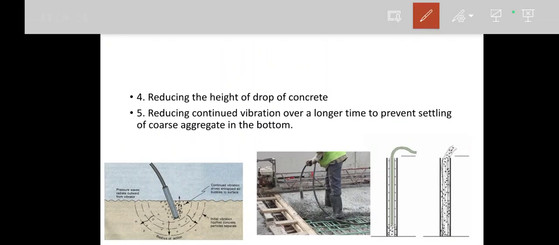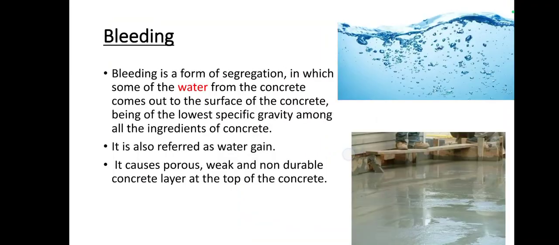So here you can see, if you just drop from a height, or due to the placement of the reinforcement, it will disturb the concrete homogeneity, and coarse aggregate may sometimes get stuck, or coarse aggregate will fall first. Those issues will happen. And when you are doing the vibration, we should not vibrate for too long. If you vibrate for too long, what will happen? Coarse aggregate will try to settle down. So those things we should consider when we are doing the compaction.